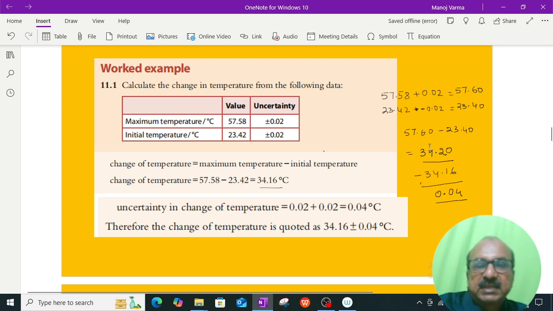temperatures considering the uncertainties. We measured 34.16 by simple subtraction, but if we considered what could have been the maximum and the minimum temperatures recorded, we might have got the difference of temperature as 34.20. So if you subtract this 34.16 from this, you actually get 0.04. That means the uncertainty in our measurement of the difference of temperature can be plus or minus 0.04 degrees Celsius. I hope you understood the logic behind adding the absolute uncertainties to find the difference between the values.